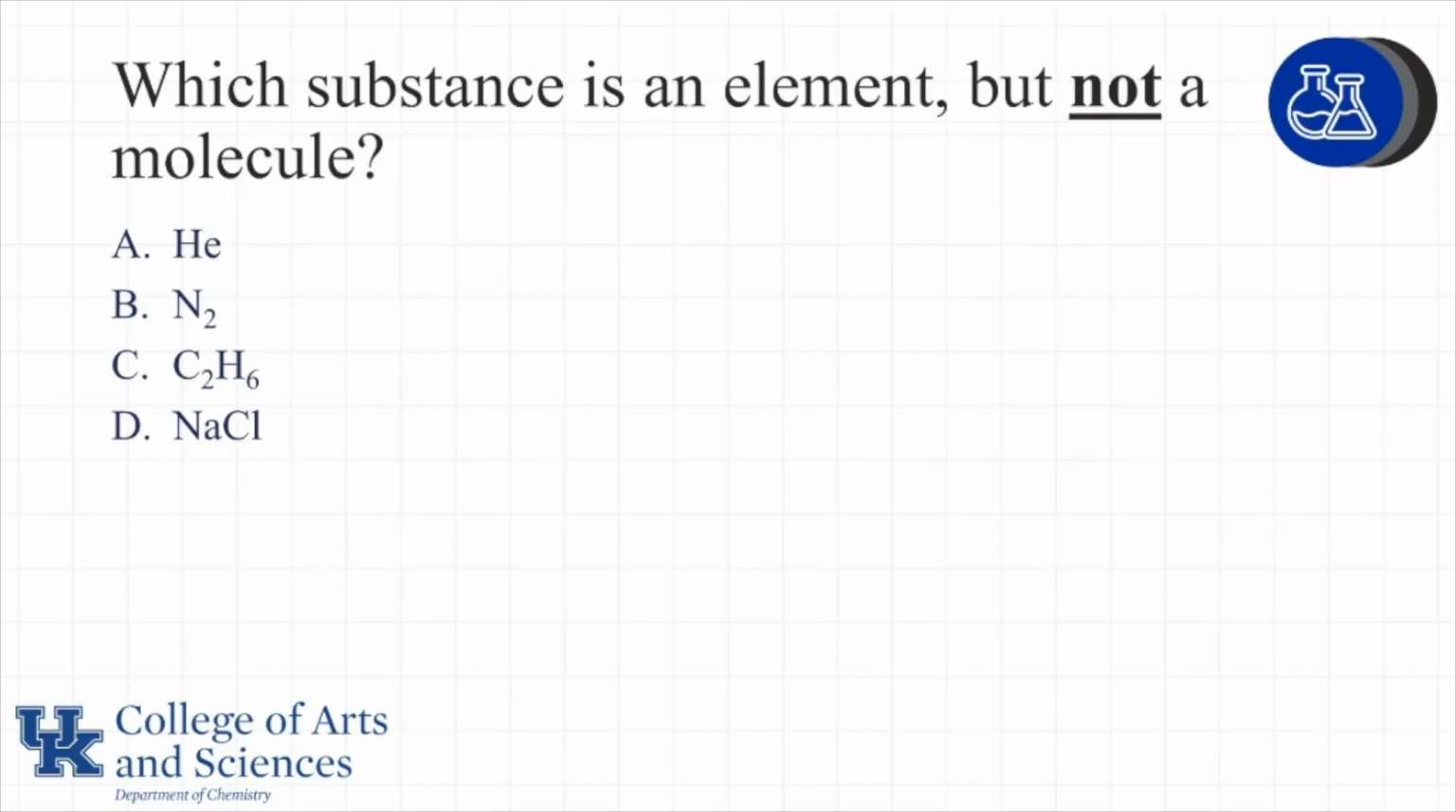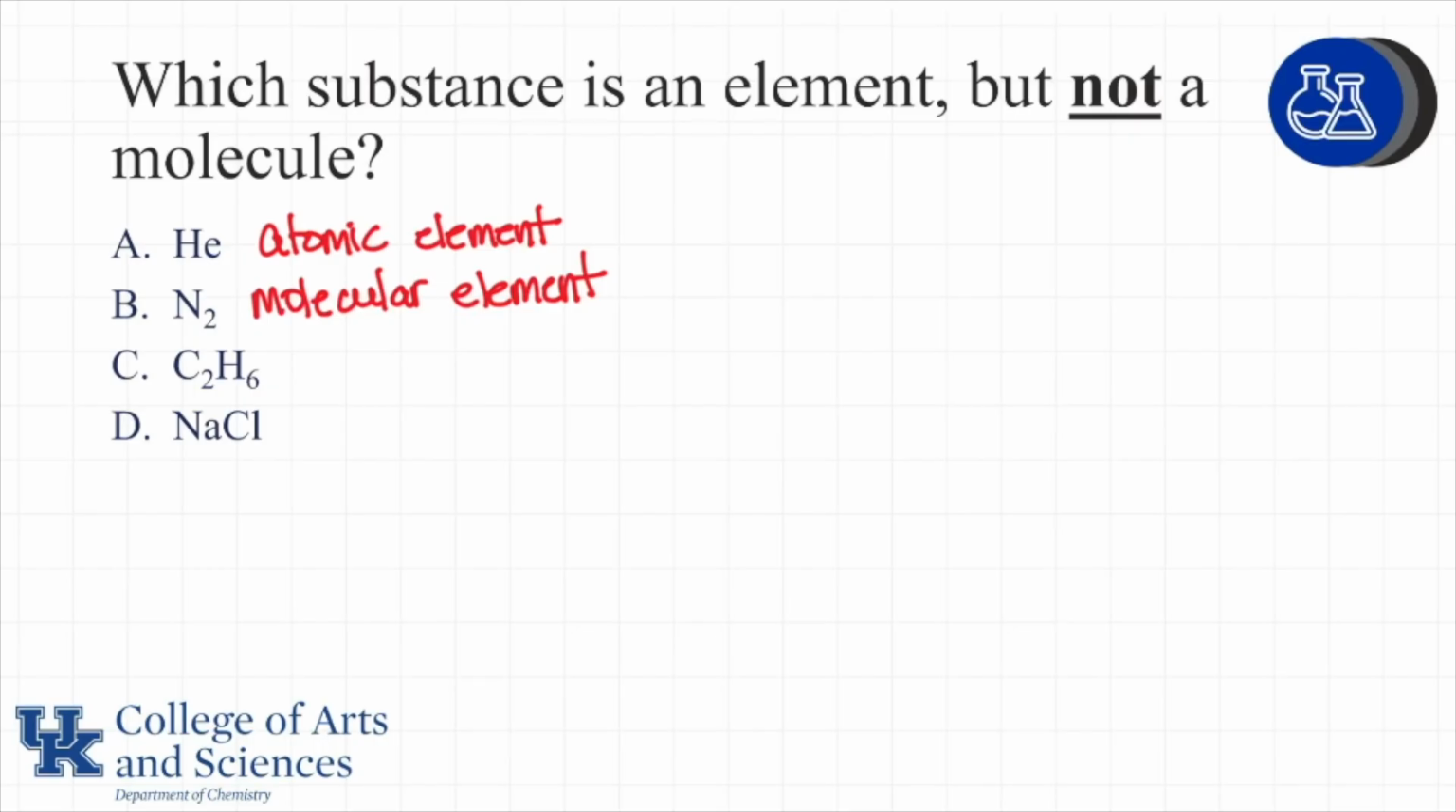Which substance is an element, but not a molecule? When we look at helium, we have a single atom. Therefore, there's no way to have two atoms bonded together. So therefore, this is an atomic element. When we look at N2, we have two atoms of the same thing, and they're bonded together. They're in one formula together, so we have a molecular element.